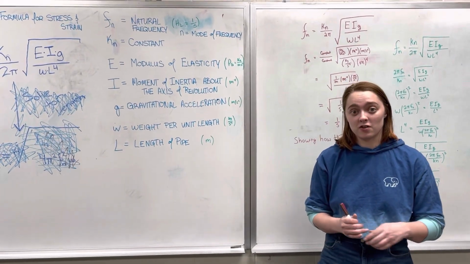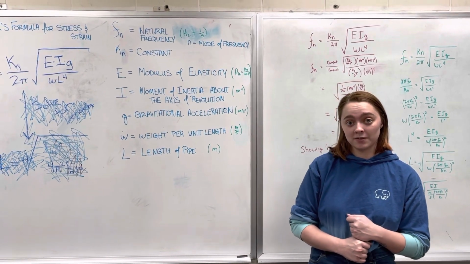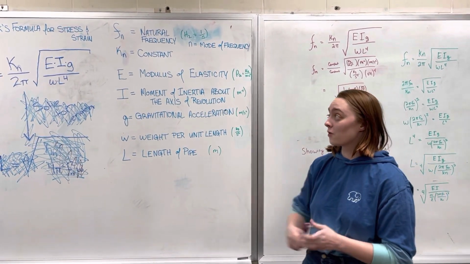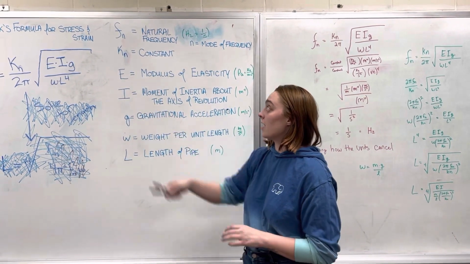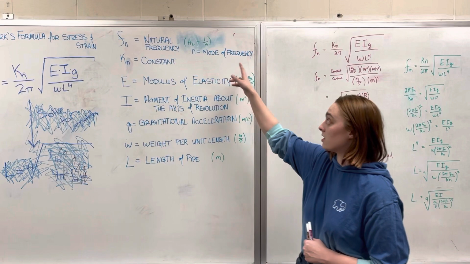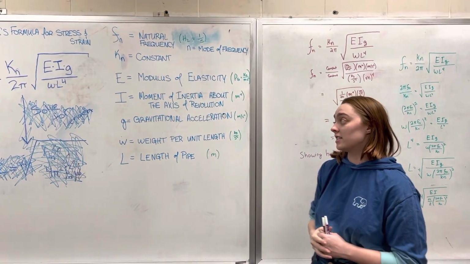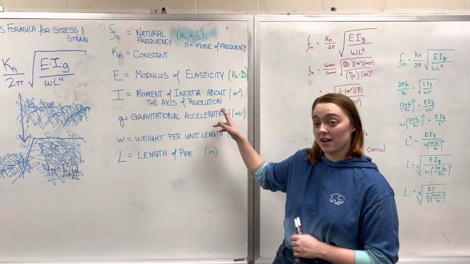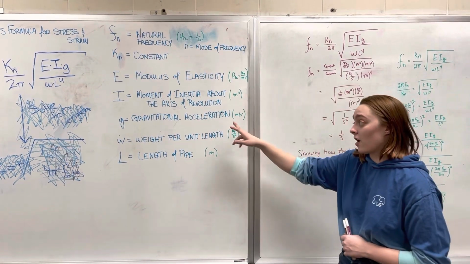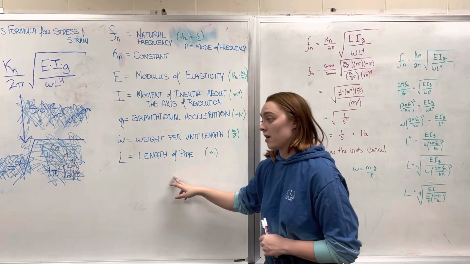Hi, this is for our mechanics laboratory in which we created tubular bells, and we have Roark's formula for stress and strain, in which you calculate the natural frequency based off of the motive frequency, a constant, the modulus of elasticity, the moment of inertia about the axis of revolution, and then the gravitational acceleration with the weight per unit length and the length of the pipe.